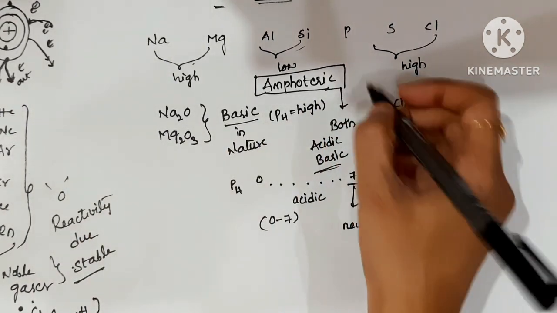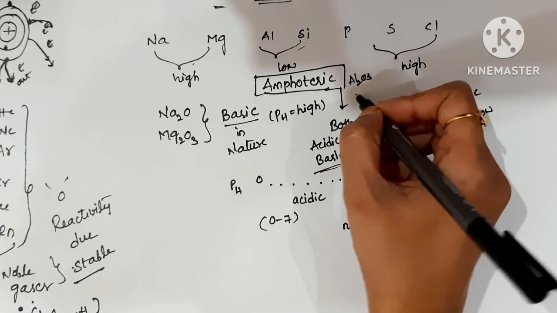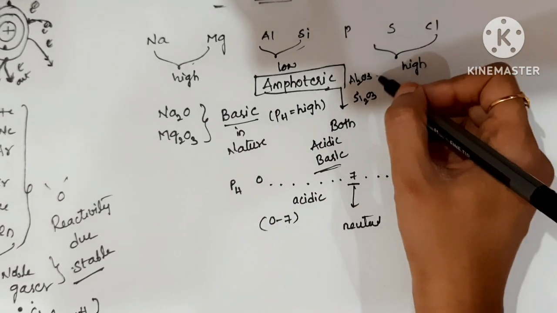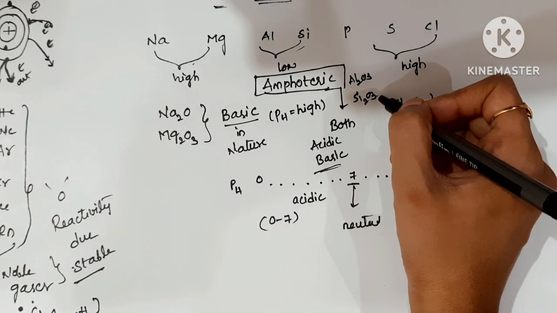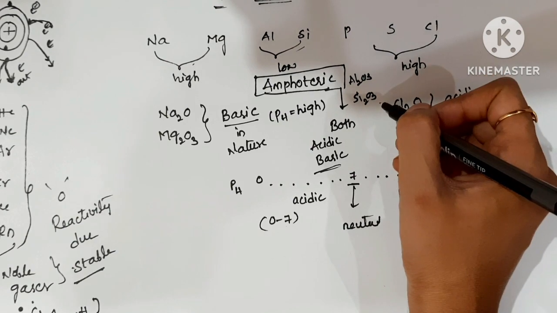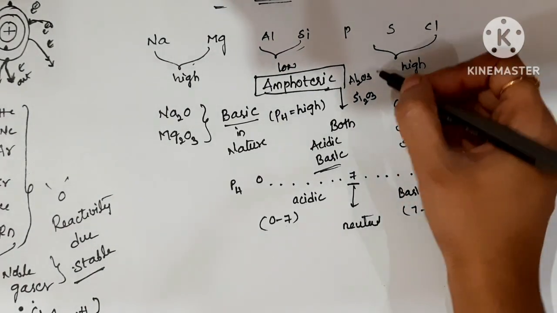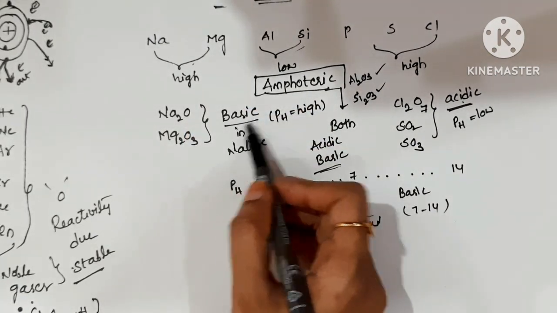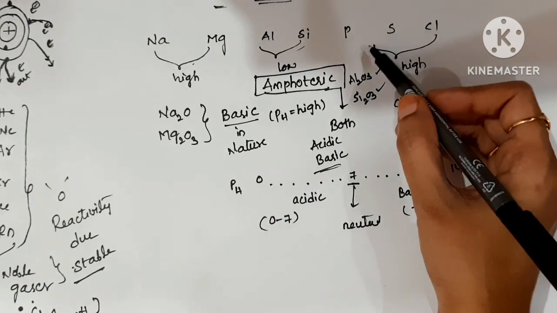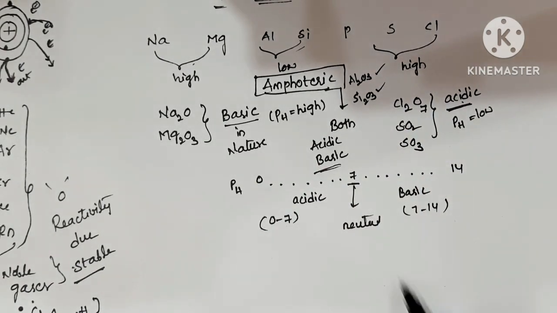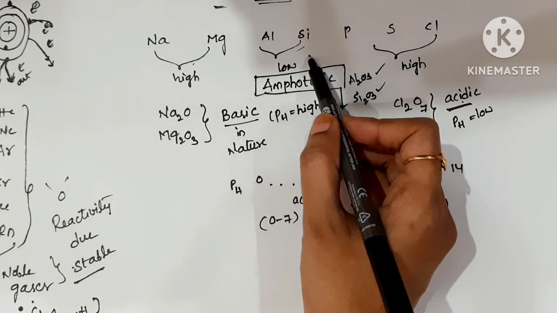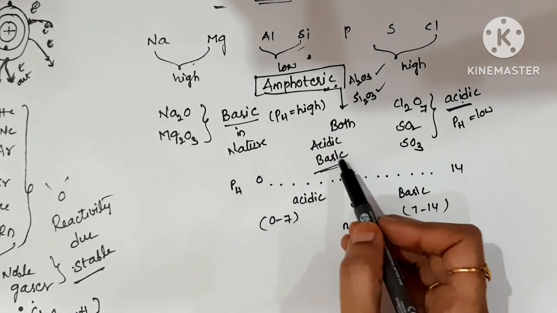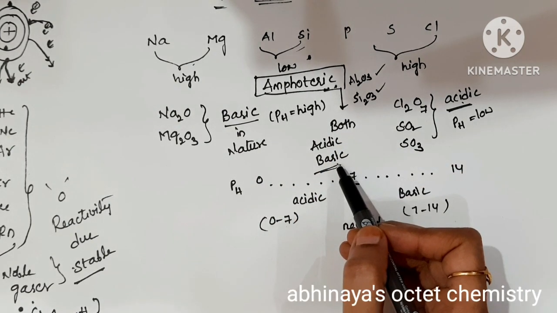So amphoteric, for example Al2O3. These are the amphoteric oxides. It means they show acidic nature, basic nature also. But oxides of these elements show basic nature, and oxides of these elements show acidic nature. But at the center the reactivity is low. That's why it forms amphoteric oxides. Amphoteric means shows both acidic and basic. Okay. Thank you.